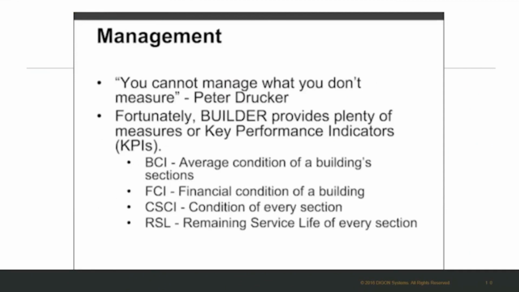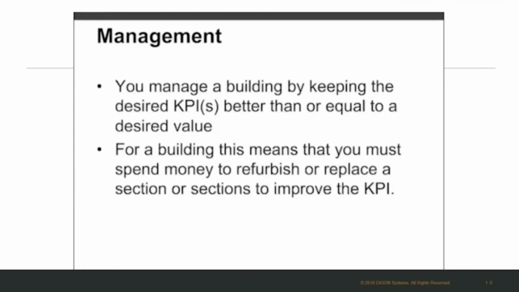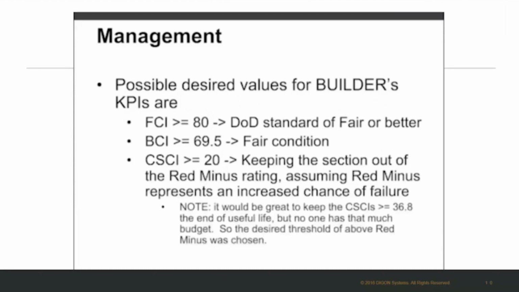Fortunately for us, Builder provides us with good measures, or key performance indicators, KPIs. Since we are dealing with building condition, the only way to improve the KPIs is to spend money on the building. When the KPI drops below a target level, you spend money and it should make the KPI rise above the target level. The DoD has a goal of keeping the FCI at or above an 80. So we used 80 as the FCI target. There is no standard for BCI, but the boundary from amber to red at the building level is 69.5, so we use this value for this study.